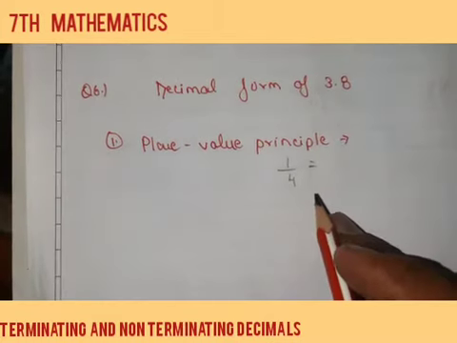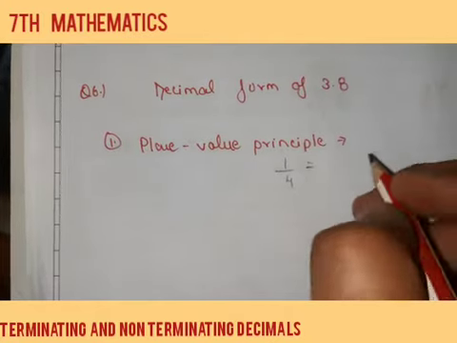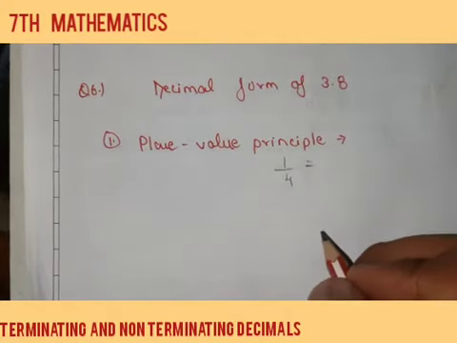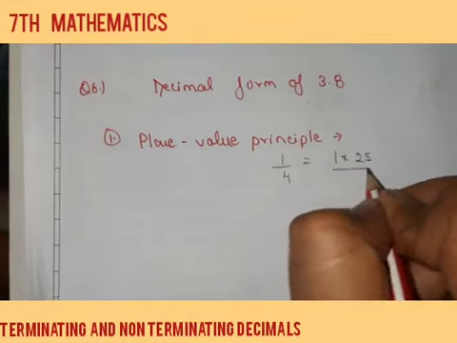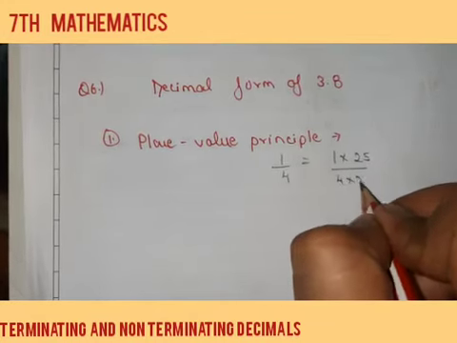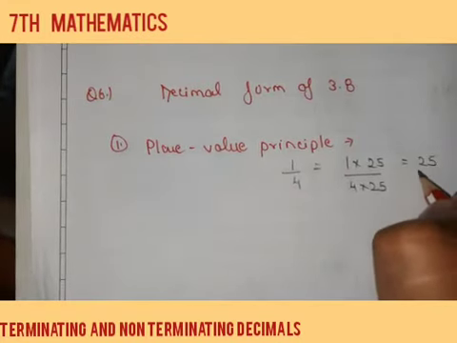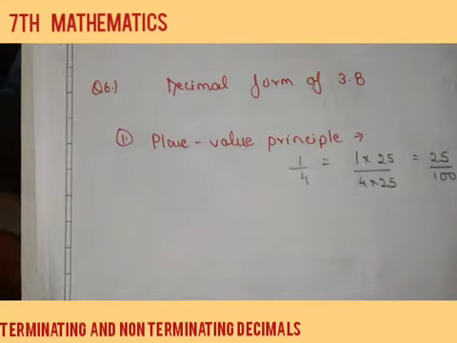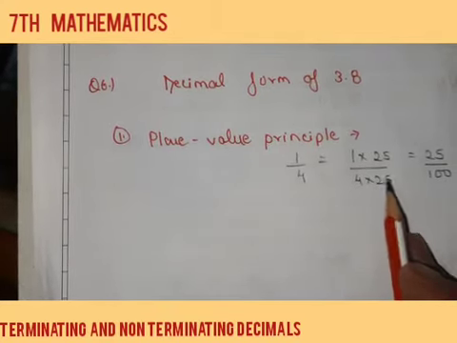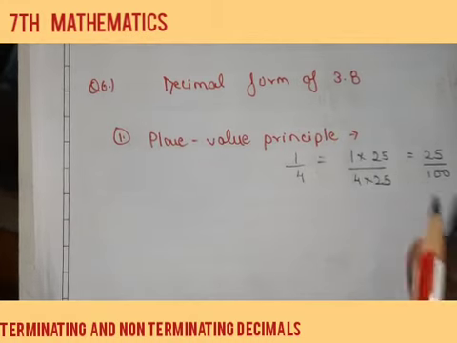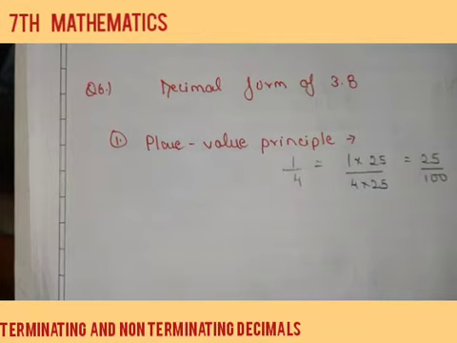Now for expressing the denominator as a power of 10, we can multiply the denominator by 25 because 4 into 25 will be what? 100. So we can write 1 into 25 upon 4 into 25 as 25 upon 100. So we can clearly see that the denominator is expressed as a power of 10. This method is known as what? Place value principle.